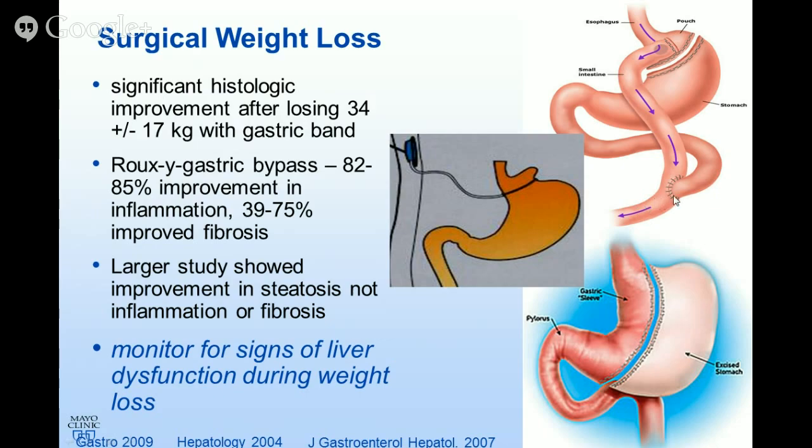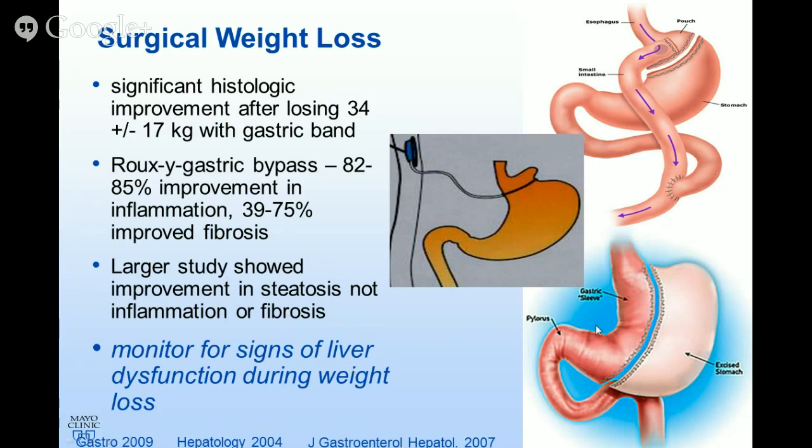So it works in two ways, and this operation is really the gold standard because it's the most effective at achieving weight loss. And with that operation, we saw even improvement in fibrosis. So patients that even had the scarring form, that can improve. Other studies have shown improvement in steatosis, but not the similar improvement with inflammation or fibrosis. We don't exactly know where the tipping point is, where we can still improve, or whether we've gone over to the point where we can't improve.